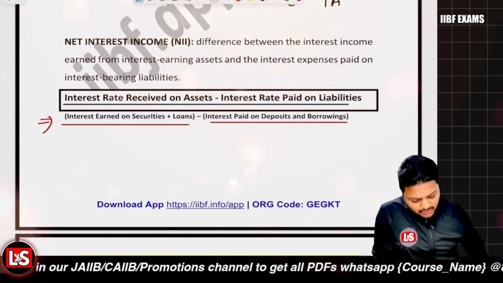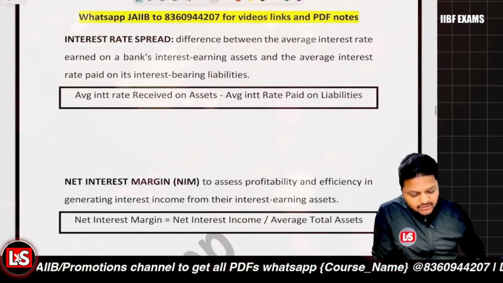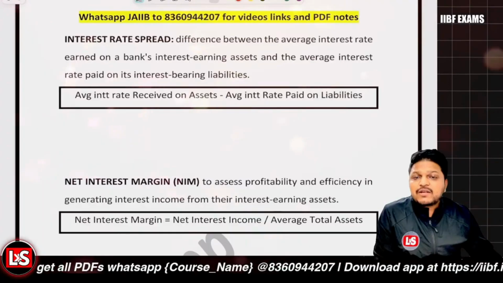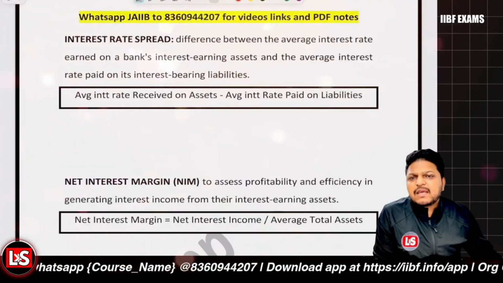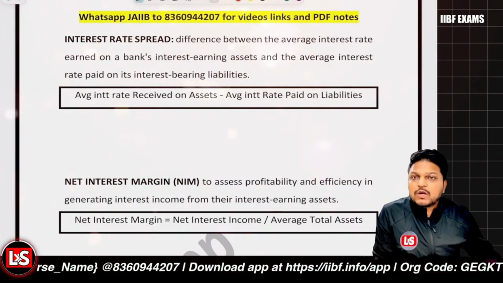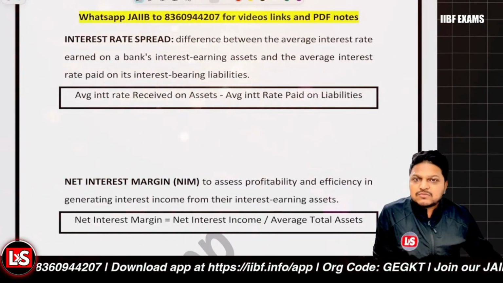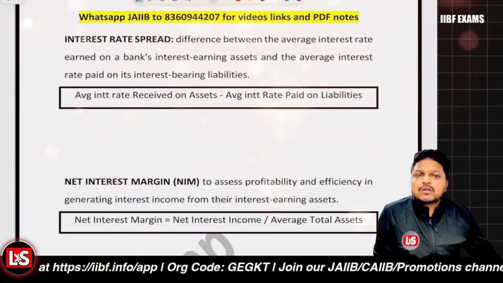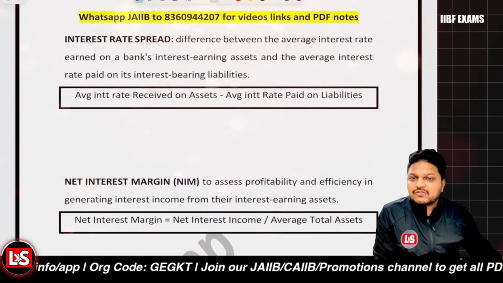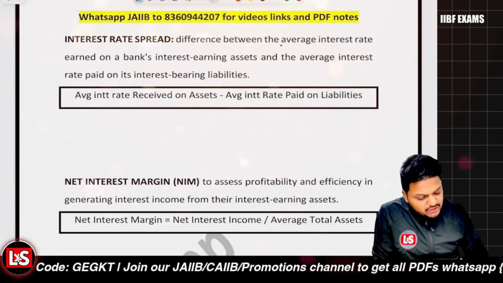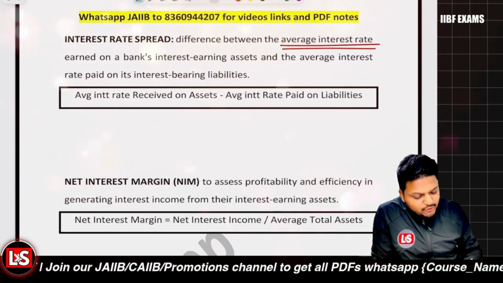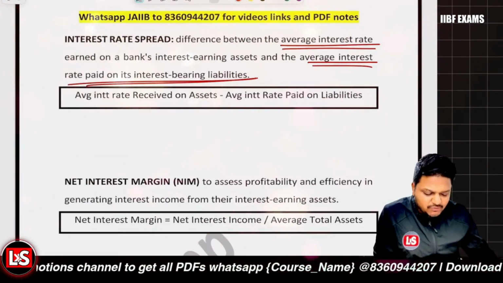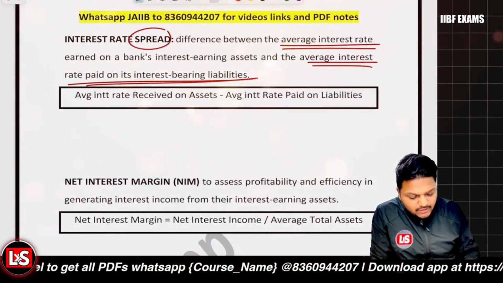After that, it's related to the interest rate spread. Now, what is interest rate spread? Almost the same thing, but it's just about what we are receiving and what we are paying, so that we can get to know what spread we are going to earn. So it's basically the difference between the average interest rate earned and the average interest rate that we are going to pay on the liabilities. That difference tells us about the interest rate spread.